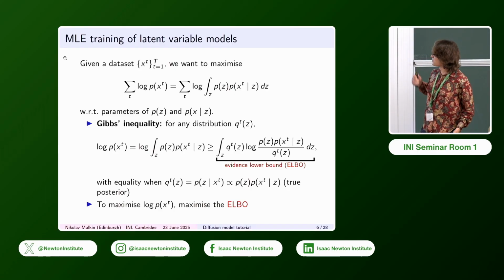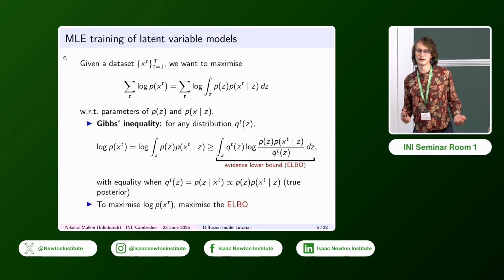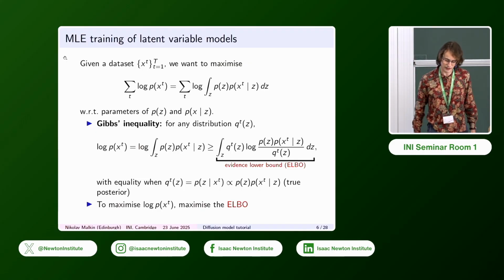And in order to maximize the log likelihood of the data under the model, we instead maximize this lower bound, called the evidence lower bound, or you may know it as the negative of the variational free energy.